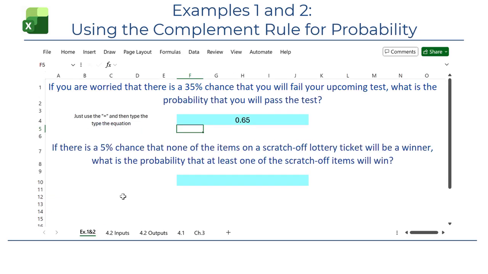For example 2, if there's a 5% chance that none of the items on a scratch-off lottery ticket will be a winner, what's the probability that at least one of the scratch-off items will win? Again, this is just going to be a complement question. 5% chance, be very careful, is 0.05. So there is a 95% chance.